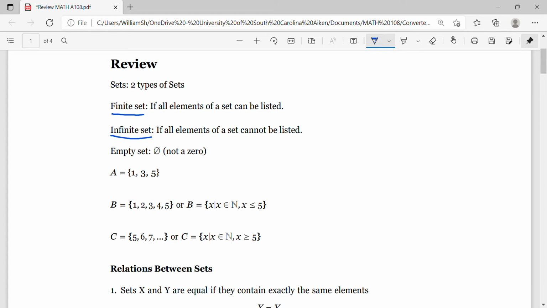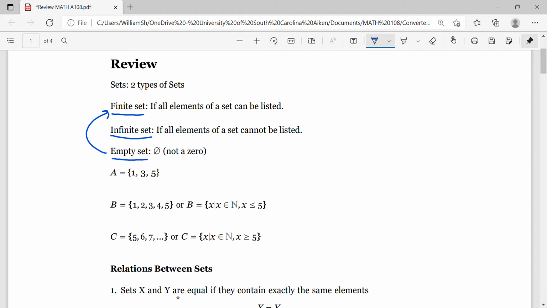Okay? Now we also have what's called an empty set, and an empty set is just part of a finite set. Okay? So an empty set is just a set with nothing in it. So we can count and see that there's nothing in the set, so therefore an empty set is a finite set, if you catch what I'm saying here.